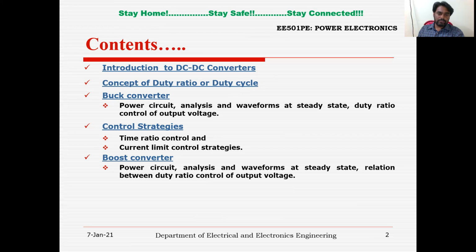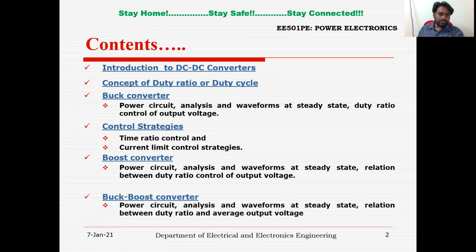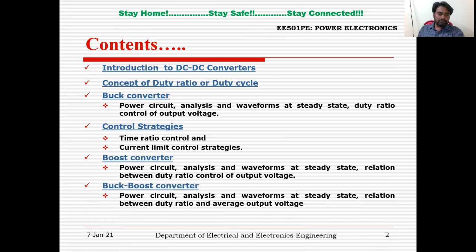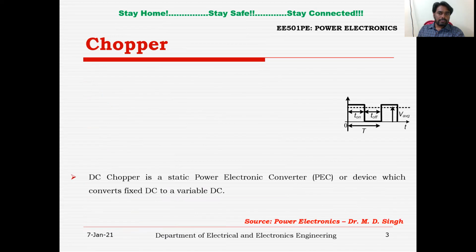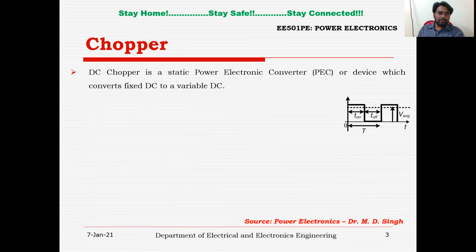We analyze the circuit, right? Finally, we're going to derive the average output voltage and RMS output voltage. And at the last, one more converter, which is called the buck boost converter, also called a step up, step down converter. All these three converters we are going to discuss in this unit. Finally, we are going to solve some numerical problems on these three converters. Right? So let us see the definition of DC chopper.